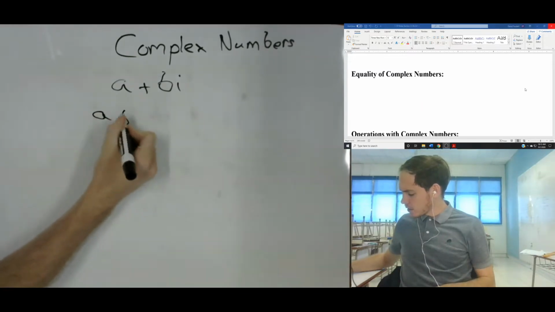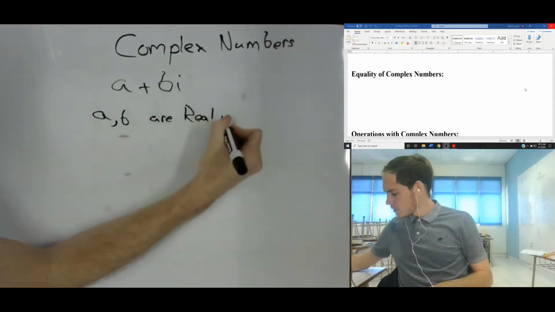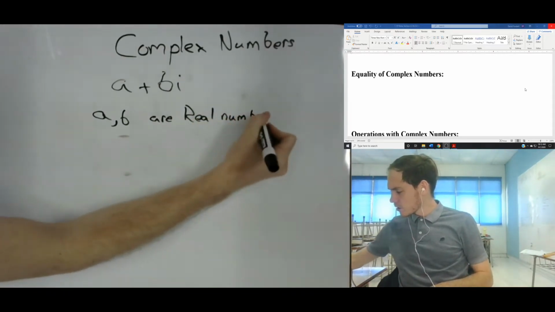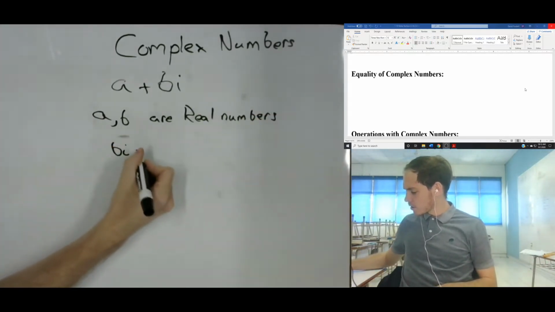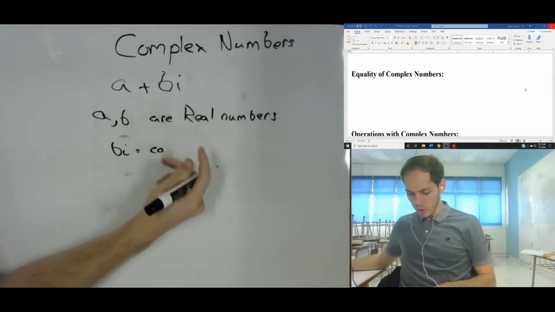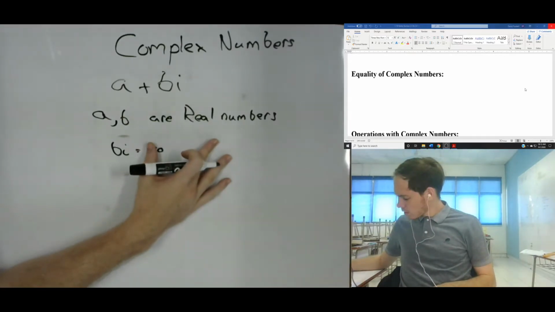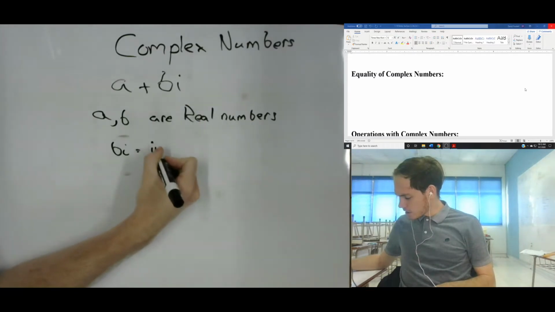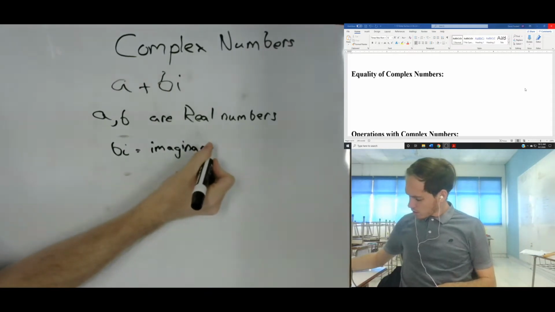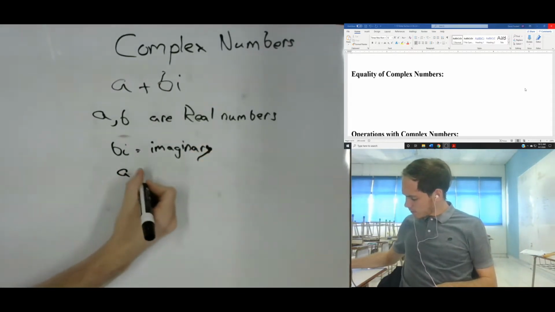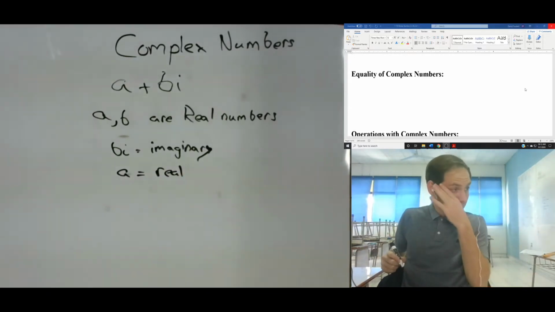a and b are going to be our real numbers, okay? a and b are real numbers. And so bi is going to be your complex component, or your imaginary number. So bi is imaginary. And a is going to be real, okay? The real component. Okay, so this is complex numbers.